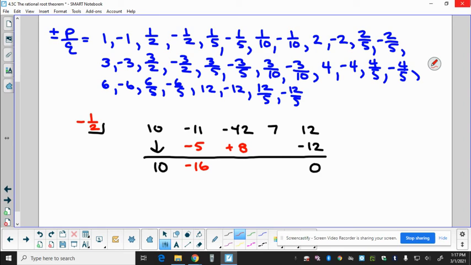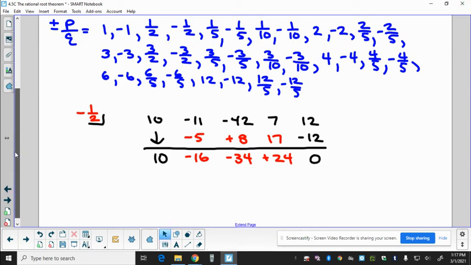Okay? Add those up, it's negative 34. Multiply that by negative half, and that's 17. Add those up, it's 24. When you take negative half of 24, it's negative 12. It works. That worked. Okay, so we got a remainder of 0.